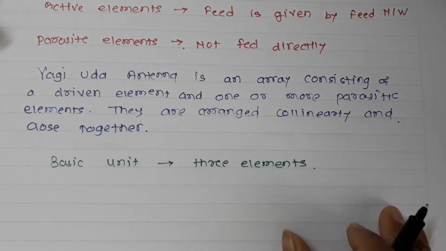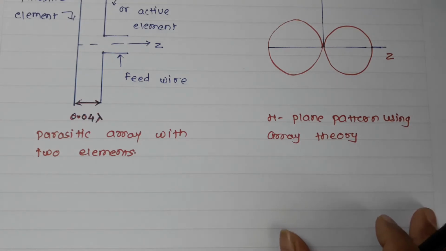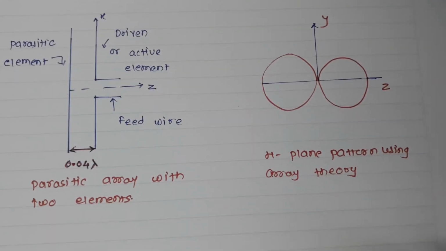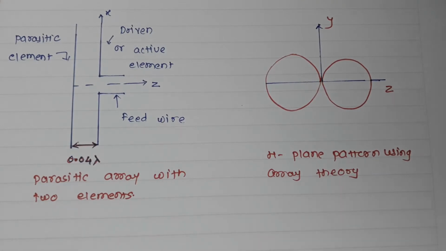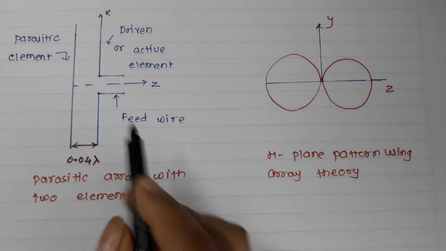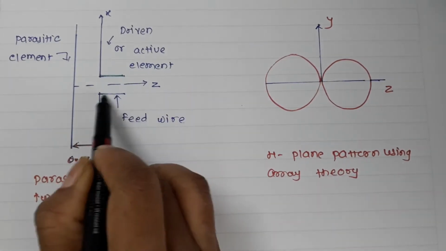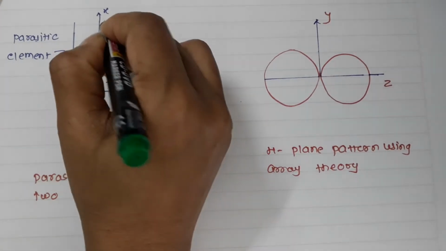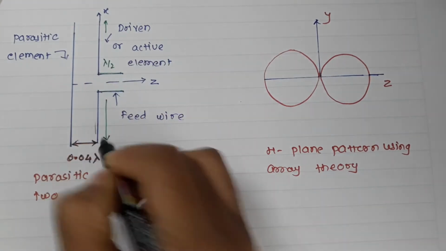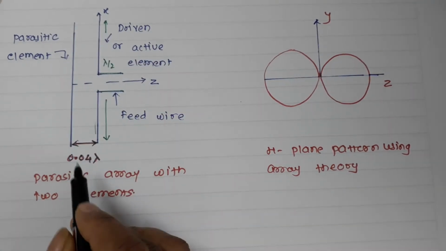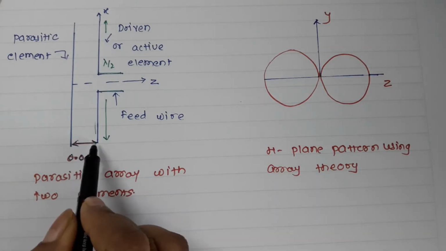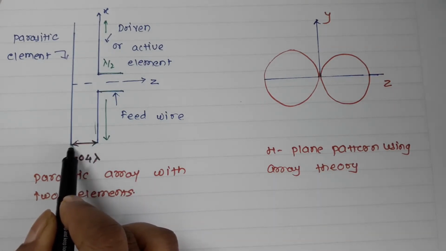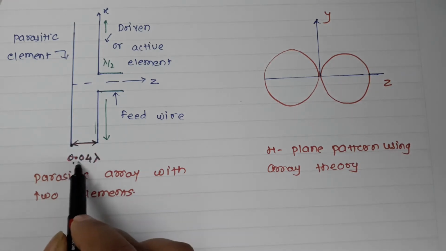Now to understand the operating principle of the three element Yagi Uda antenna, let us start with only two elements first. Here we can see one is the driven element and the other is the parasite element. Initially we have considered only these elements. The element given the feed is called the driven element. I am assuming this driven element is of length lambda by 2, and the element not fed directly is called the parasitic element. The distance between them will be 0.04 lambda.